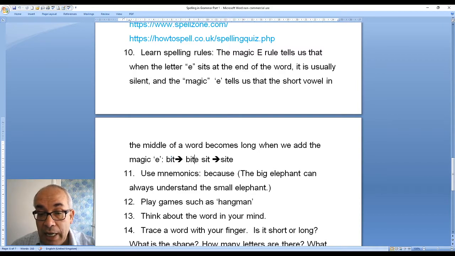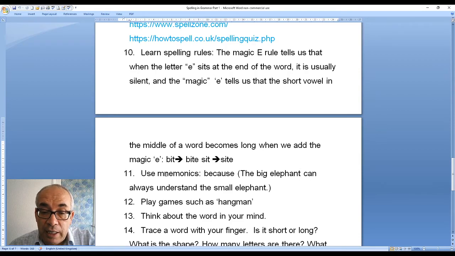So if I put E at the end, number 1, I write it, but I don't read it. And number 2, I make the sound in the middle of the word long. Sit, very quick, side. And we have so many words like these words in English.